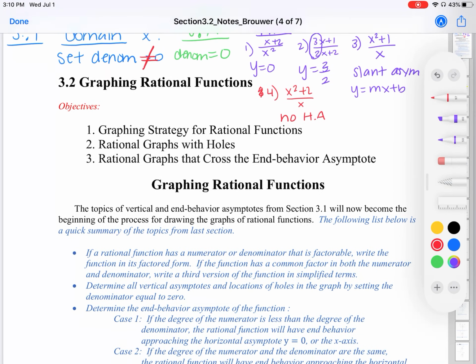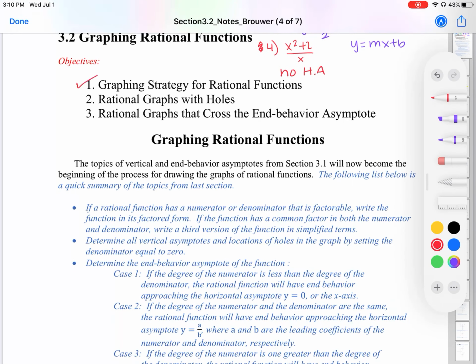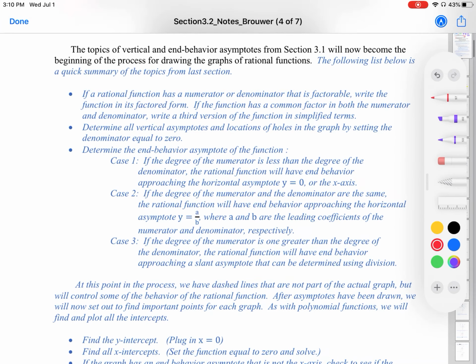All right, so we're going to talk about graphing strategies for rational functions, rational graphs with holes, and rational graphs across the end behavior asymptote. The topics of vertical and end behavior asymptotes from 3.1 will now become the beginning of the process for drawing graphs of rational functions. The following list below is a quick summary of the topics from the last section.